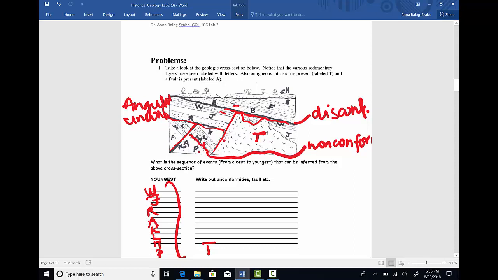Now, if you look at the T and all these, this is non-conformity, that's non-conformity. And wherever we are here, like this area, that's a disconformity. So after T, what comes? You write B, and then F, and E. And then there is an angular unconformity here again. And then the last layer is going to be the H. So I hope you do understand how it goes, and I hope you will be able to do the next one.